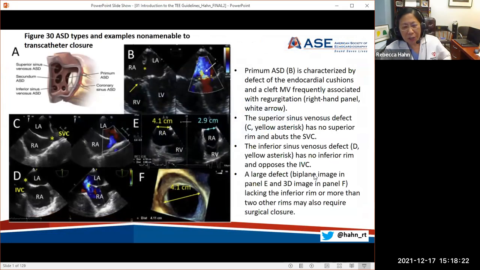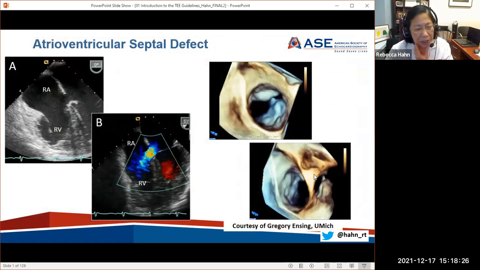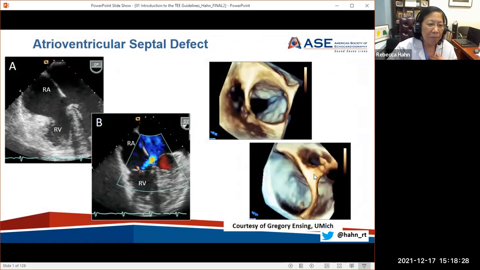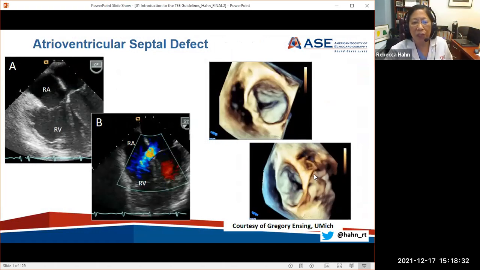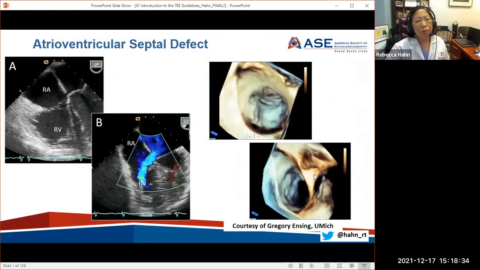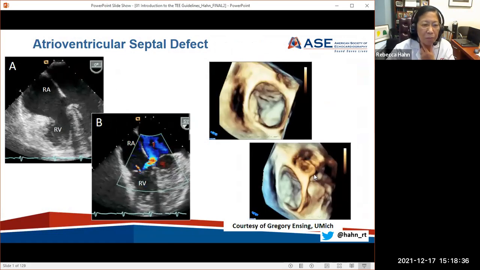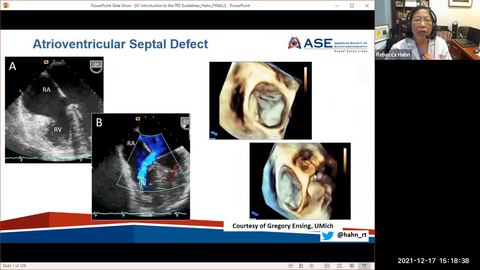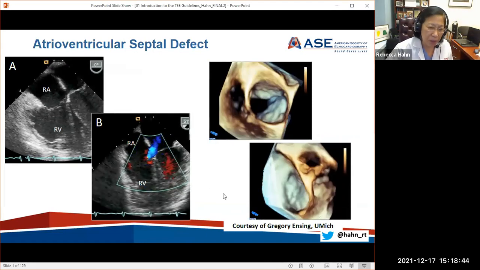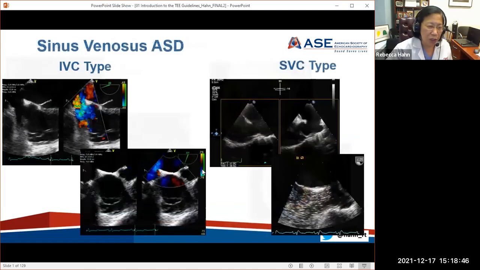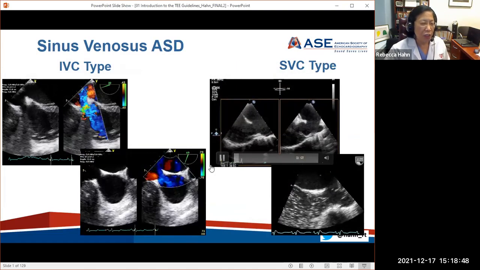So I'm going to move on to the interatrial septum. We'll do this relatively fast, and I apologize for getting to you late. But clearly, we're pretty darn good at imaging the interatrial septum for atrial septal defects. So this is a primum disease that you see with a bridging leaflet. So this ended up being an AV canal, and these 3-dimensional images of the bridging leaflet are courtesy of Greg Ensing from Michigan.